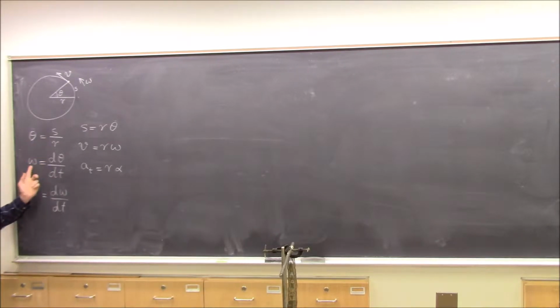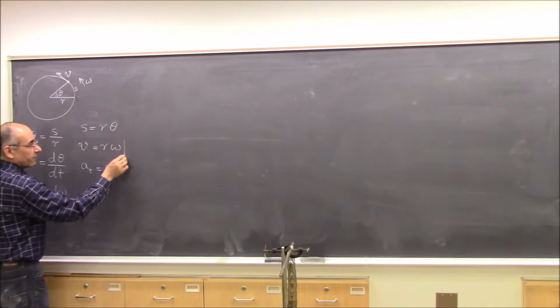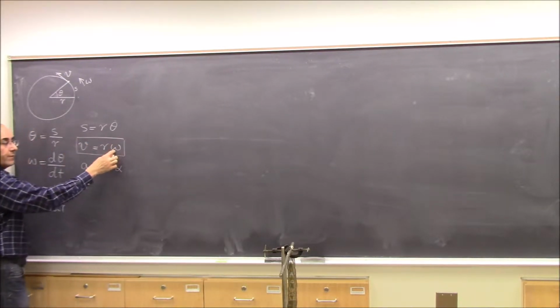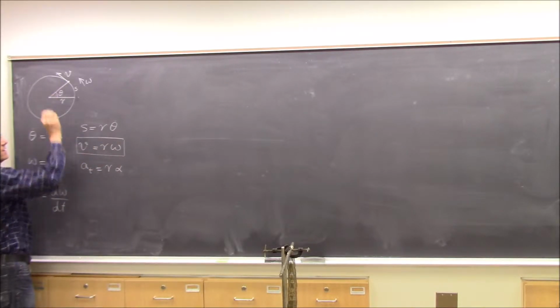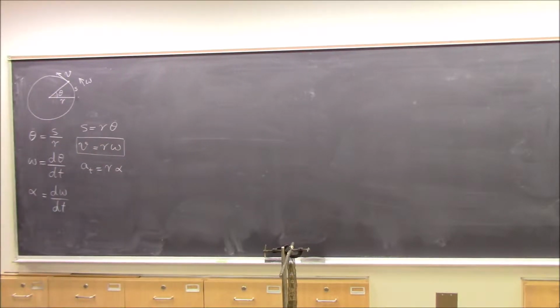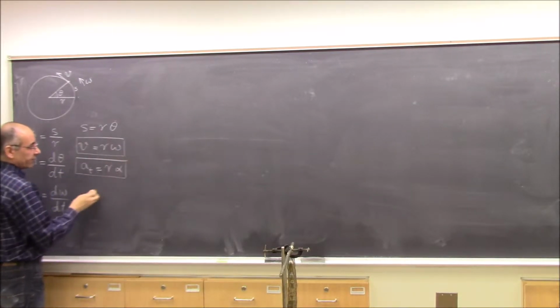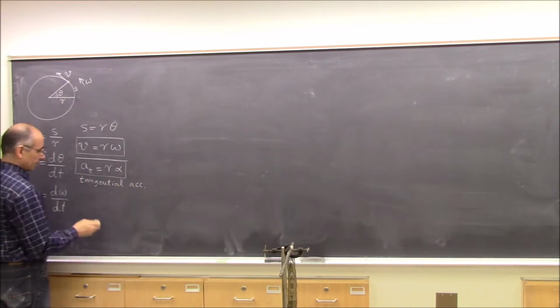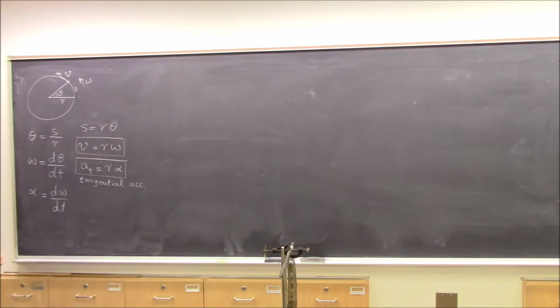Theta is s over r, omega is d theta over dt, alpha is d omega over dt, and s is r theta. If you take the derivative, you get v equals r omega. It means if something is going around with angular speed omega at distance r from the center, it is moving at speed v, tangent to the circle. And it also has tangential acceleration. And because that thing is moving on a circle, it also has radial or centripetal acceleration.